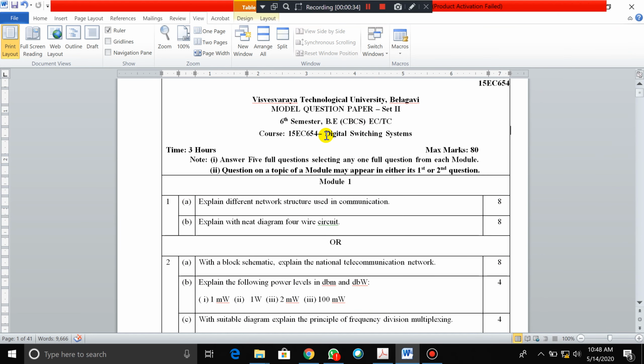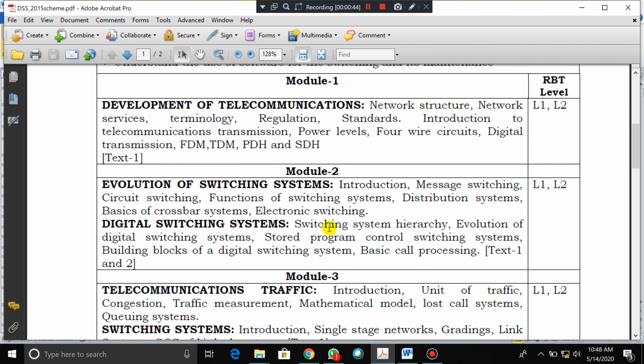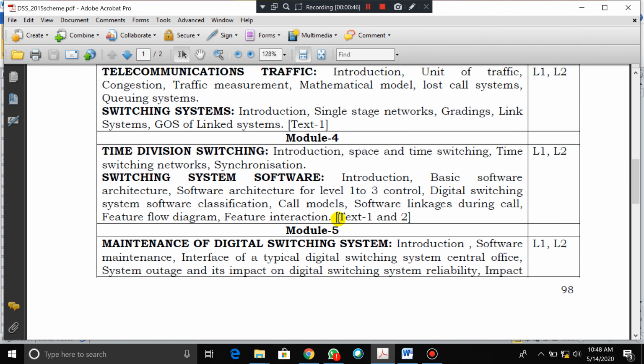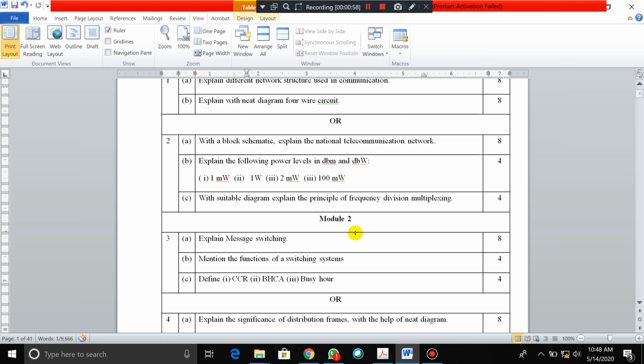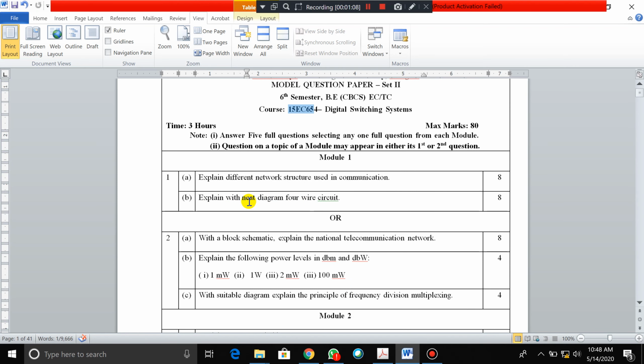Digital switching system is common for 15 scheme as well as 16 scheme. According to our syllabus, it has 5 modules, and each module occupies 16 marks, plus or 16 marks. That means there will be a choice between question number 1 and question number 2 in module 1. In a similar manner, module 2 has a choice of 3 or 4, right? You know this pattern, right? So here let us discuss with the model question paper.